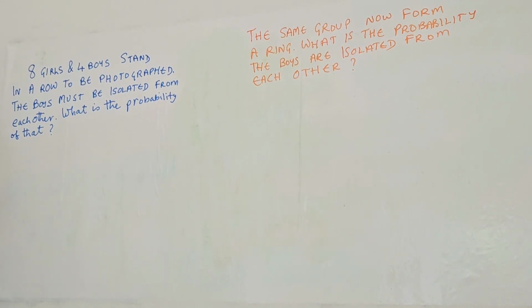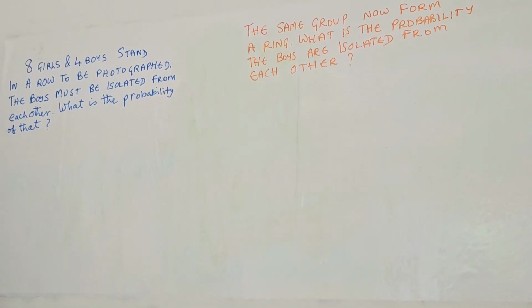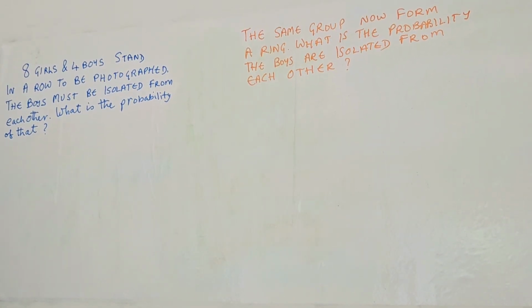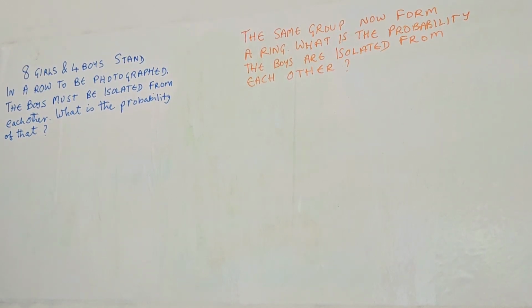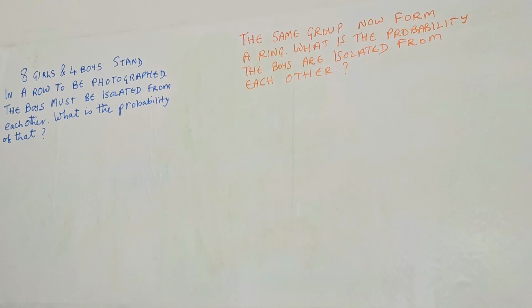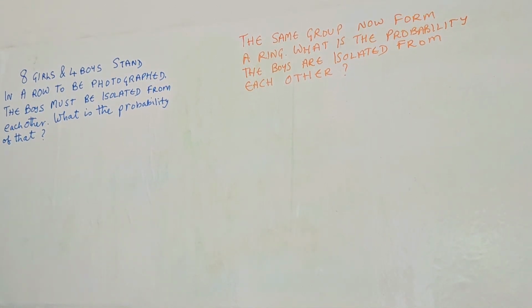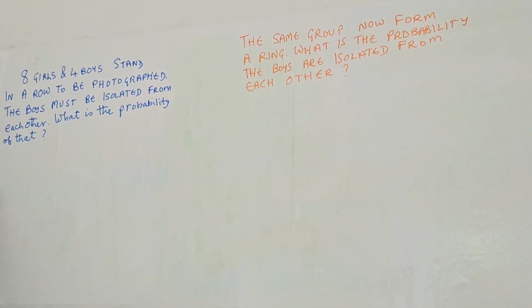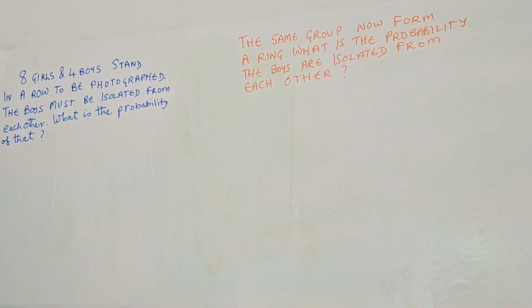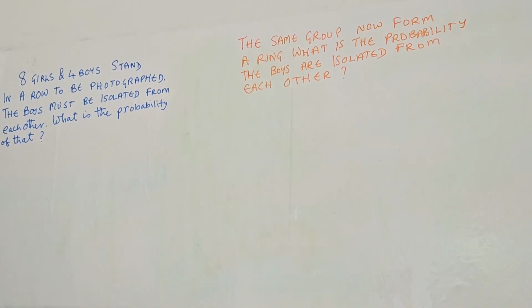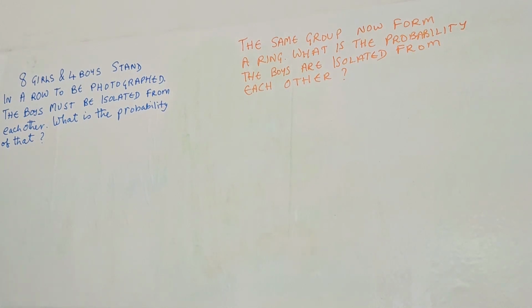Right, I've got a couple of problems here which I'd posted on Facebook, and I've been asked to explain how these are done. So here goes. Right, the first question is 8 girls and 4 boys stand in a row, like that, to be photographed, but the boys must be isolated from each other. Okay? And what is the probability of that?